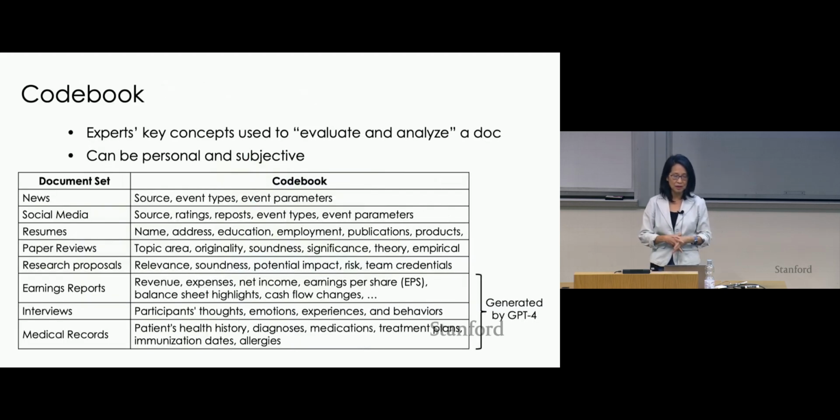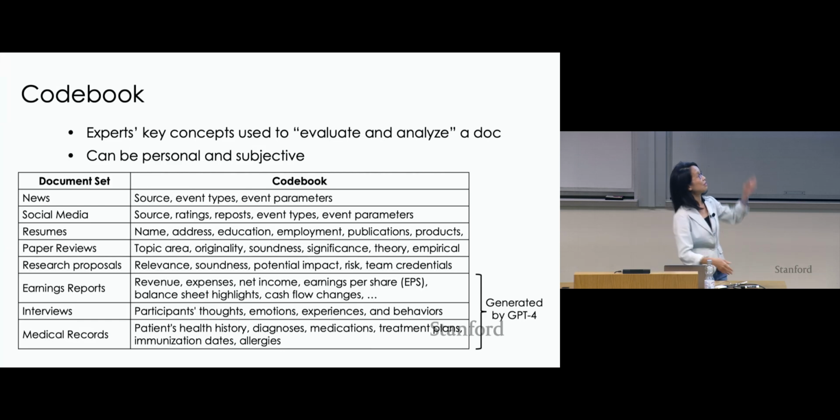So the code book is really to capture what the experts think of when they want to evaluate and analyze a document. And by the way, it can be very personal. How I look at a resume, for instance: we do look at resumes and say, oh, I'm interested in this person and that person, and different professors will have different preferences or different evaluation metrics. So the code book in some cases can be very, very personalized.